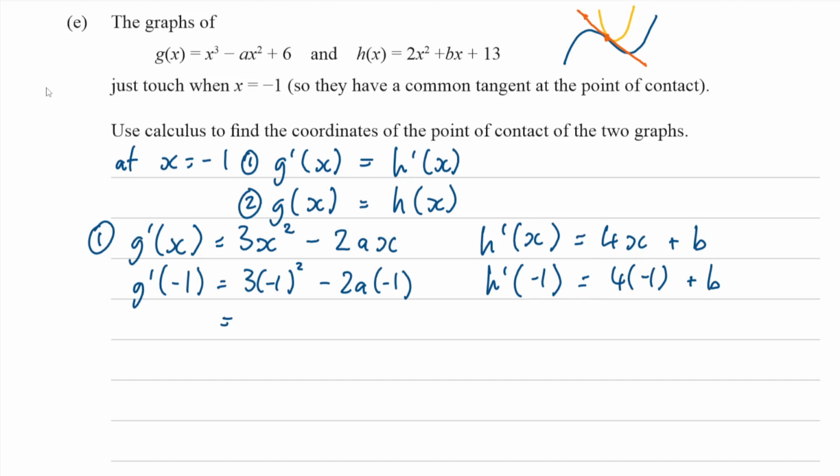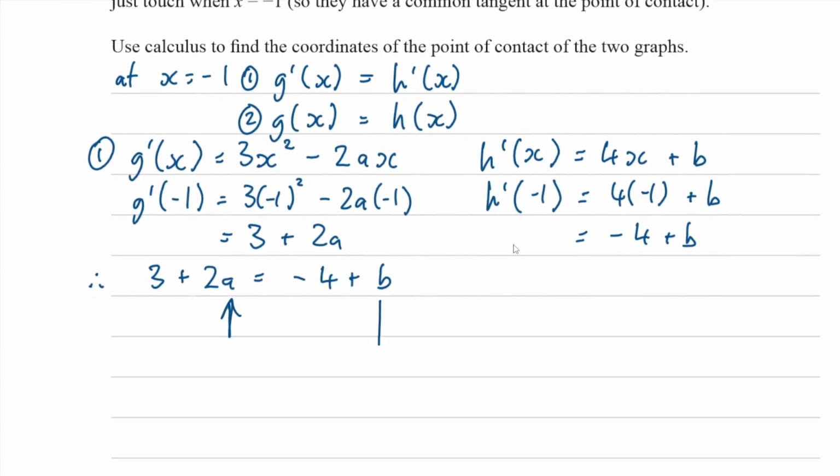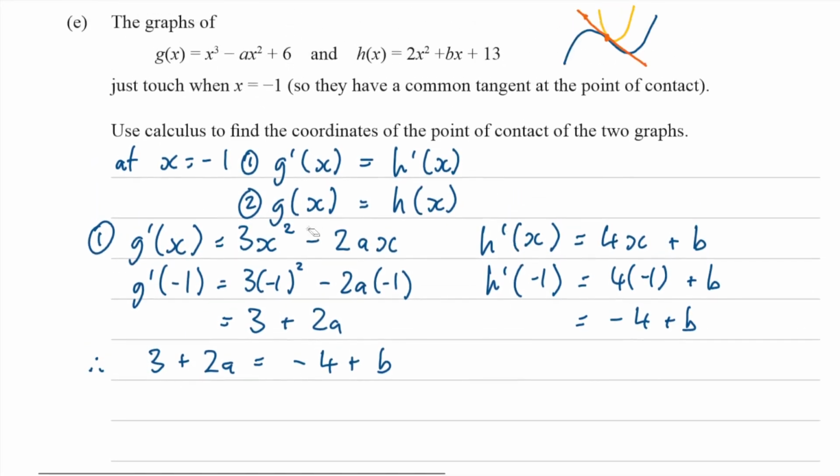So what does that become? 3 plus 2a, and this becomes negative 4 plus b. Now we can equate them, because from the start we know that the gradients will be equal at x equals negative 1. So 3 plus 2a equals minus 4 plus b. Cool, so we have used equation 1. Now looking at it, I see two unknowns in one equation, which means we can't solve it yet. So let's find the second equation.